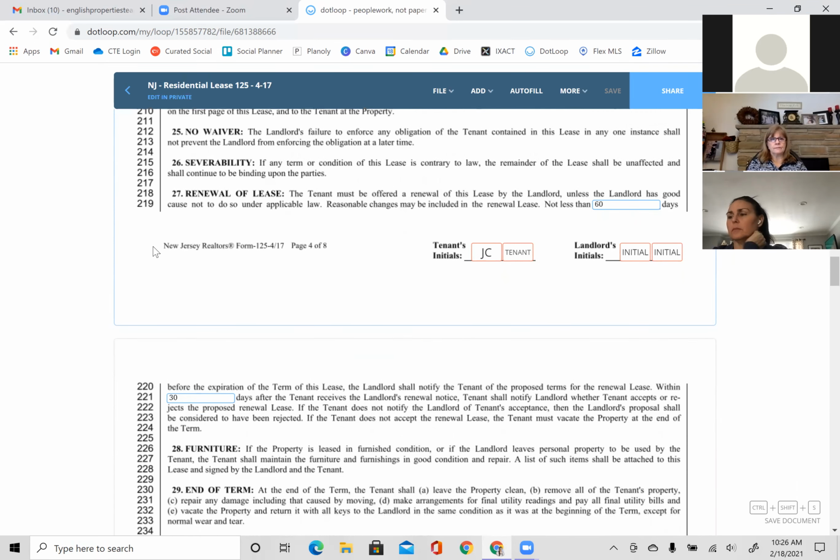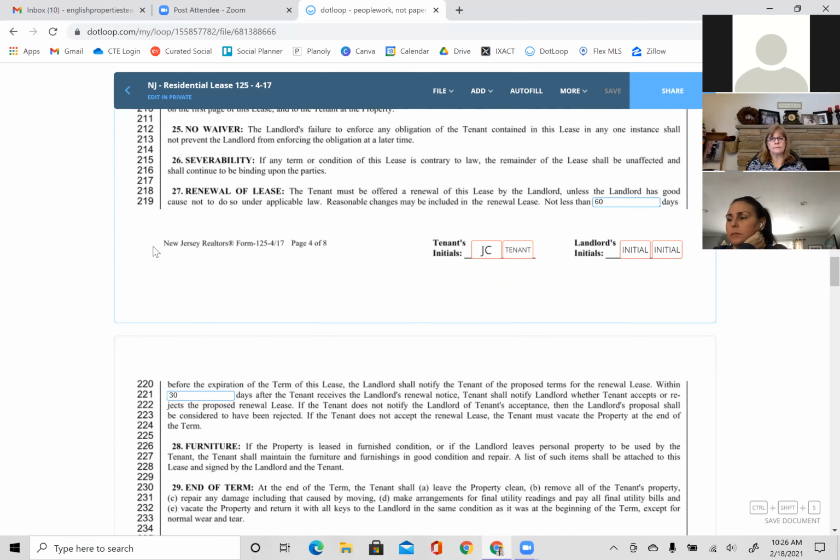For waivers, the landlord's failure to enforce any obligation of the tenant contained in the lease shall not prevent the landlord from enforcing them. So if, say, the landlord says no pets, right? We've never had any pets. But then the tenant gets a pet and the landlord doesn't argue with them because they never got written consent. If at some point the landlord decides, you know what, no, you can't have the pet, they technically are still stuck to this lease, right? So then they weren't really allowed to get the pet.